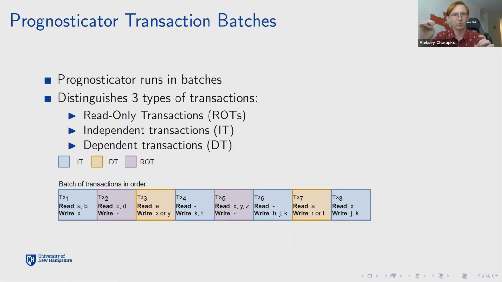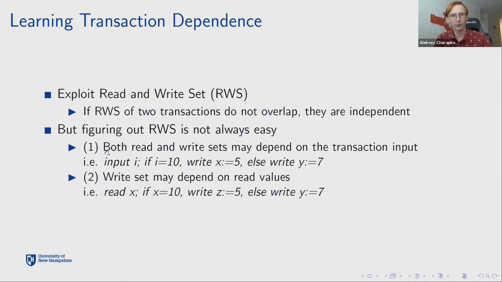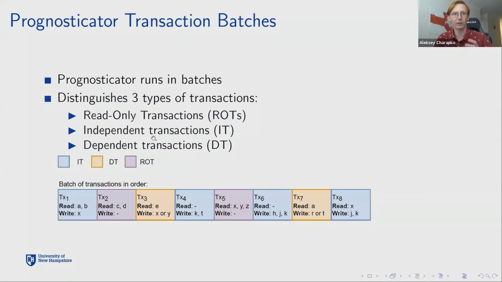There are independent transactions, and these solve problem number 1, when the transaction only depends on the transaction input, but it doesn't have this self-dependency. It doesn't depend on what it has to read from the store, right? The transaction only depends on the input of the transaction itself. And dependent transactions are problem number 2, when the transaction's write set actually depends on what values have been read in this transaction.